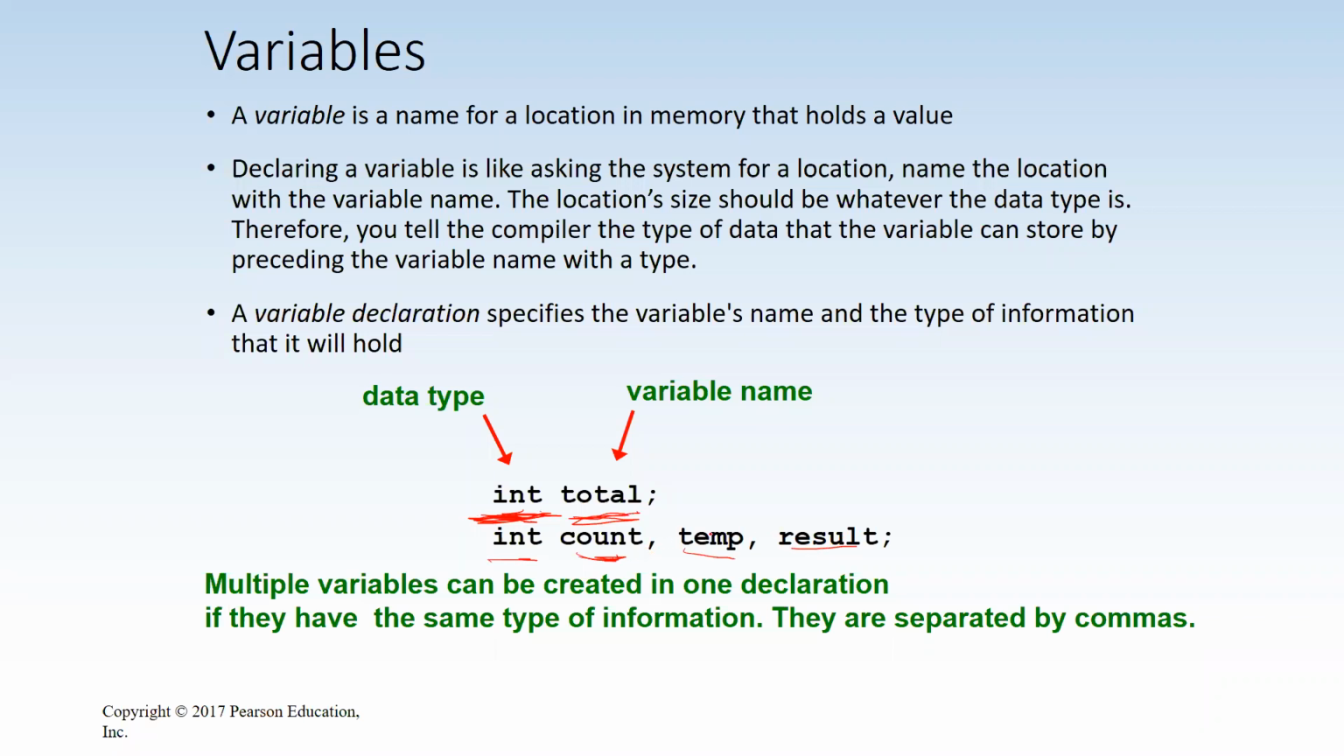So you can separate them with a comma. But you can also just do int count, int temp, and int. You can do it this way also. But since they are the same type, you can do it on one line with one data type. This is saying all of them are of int. So that's variable declaration. You must give it a data type, unlike in Python. That is the difference. Questions? Okay.